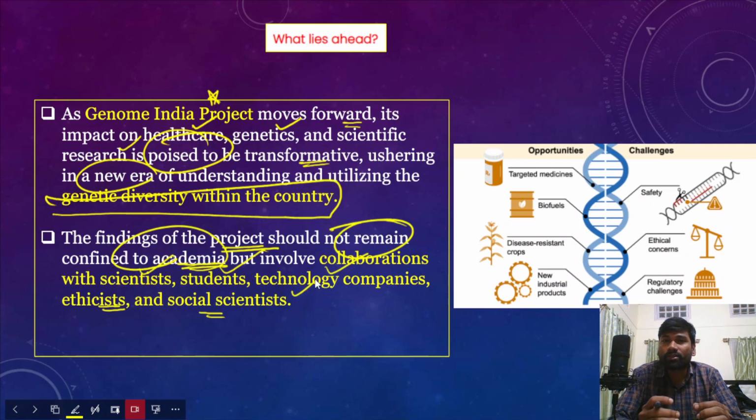Okay, so however, going ahead, safety and security, ethical concerns and regulatory challenges would have to be taken care of with respect to this Genome India project, and privacy is also another issue that should be taken care of whenever we are talking about the Genome India project. Okay, so that's all about the Genome India project.